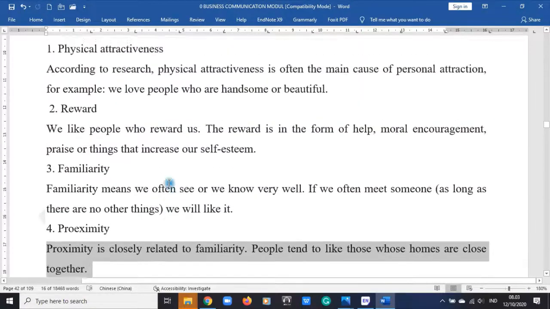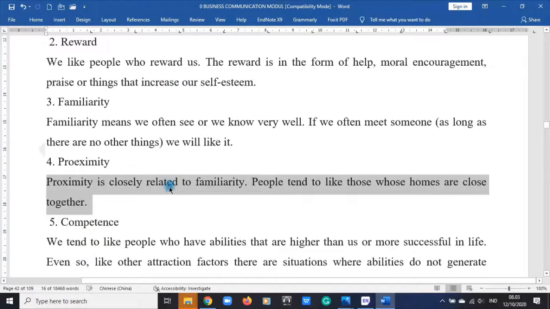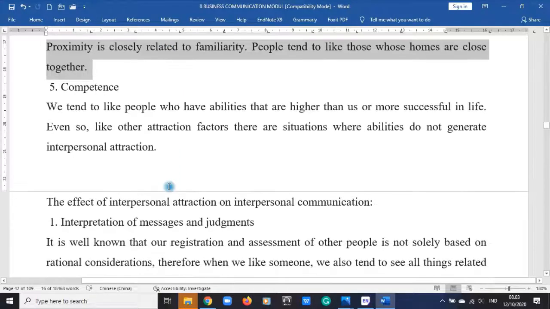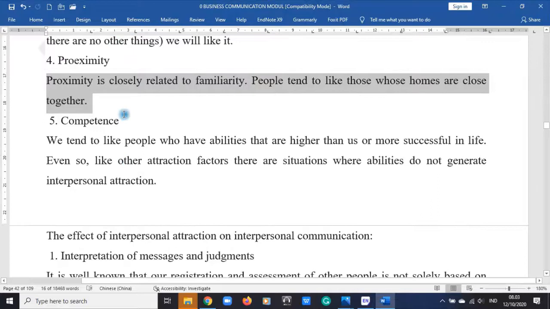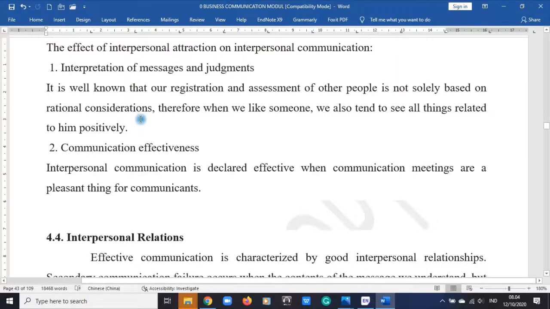Well, those are 5 reasons why you are attracted to other people. I think those are correct, and you like other people because of one or two of those 5, probably. But I think those 5 happen and exist in your life too. The next part is the effect of interpersonal attraction on interpersonal communication.